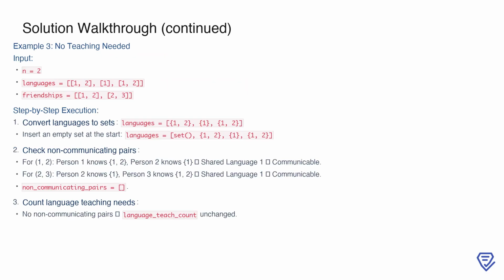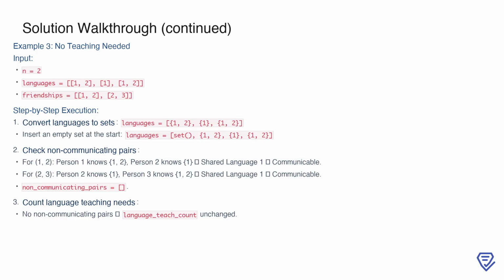In this example, we again have 2 languages and 3 people. Person 1 knows both languages, person 2 knows only language 1, and person 3 knows both languages. The friendships are defined as person 1 being friends with person 2, and person 2 being friends with person 3. Converting the list of languages into sets, we make it one-indexed by inserting an empty set at the start. Now, for each friendship, we check if the two people in the pair share a common language.